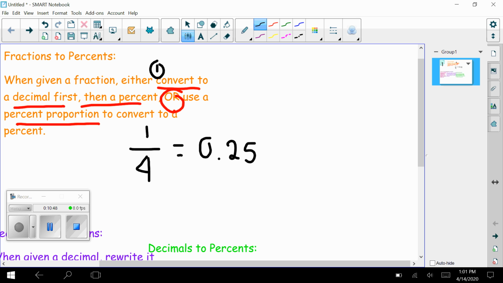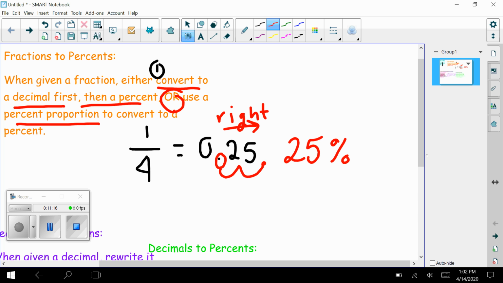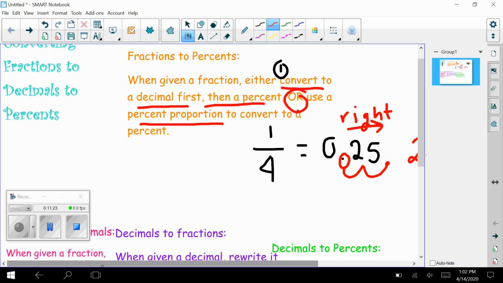So to take this decimal and now make it a percent, we take our decimal point and we move it 1, 2 spaces to the right. And we are going to get 25, put our percent sign on, 25%. Okay, so that's probably one of the simpler ways to do it.